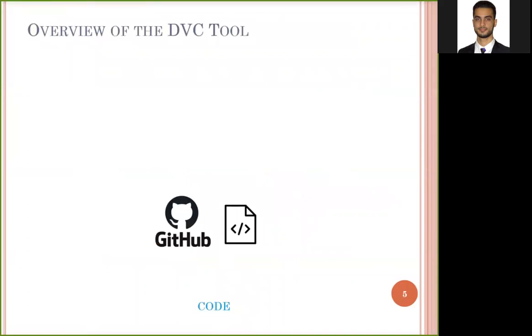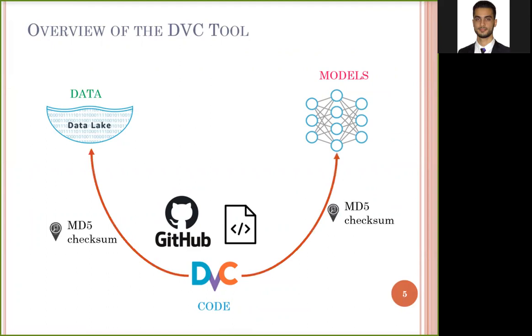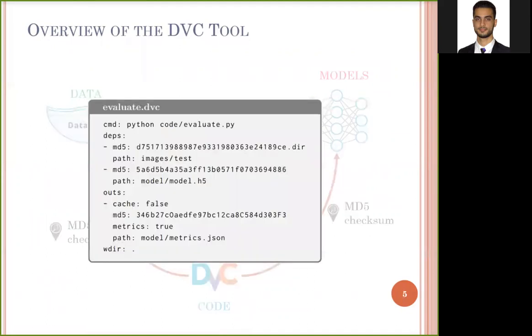So as we said, GitHub can handle source code artifacts, but cannot handle scalable models and large datasets. So here comes DVC, which works as a top layer on GitHub by making pointers to large dataset files and machine learning models using MD5 checksums. This is an example of a DVC file. It looks like a source code file. It contains the checksum to link the actual stage with its dependency.